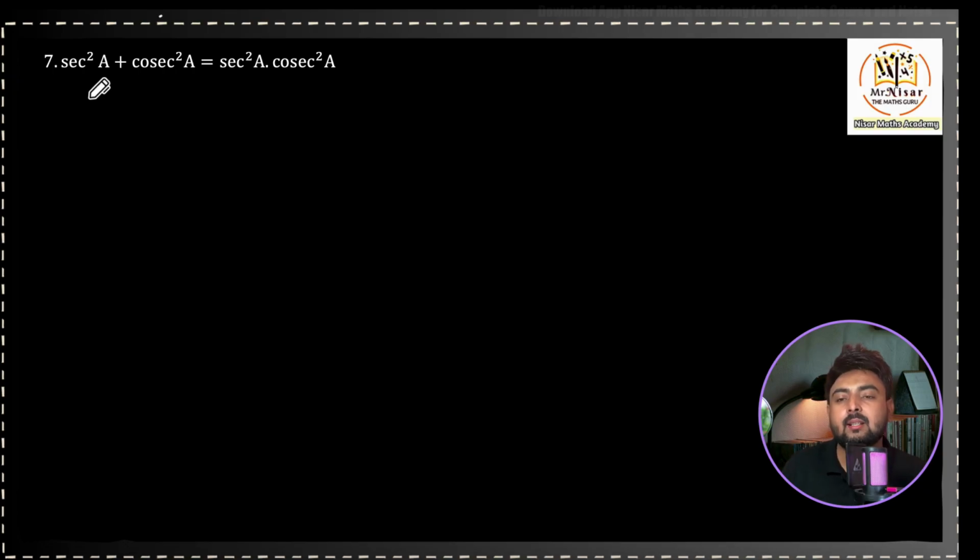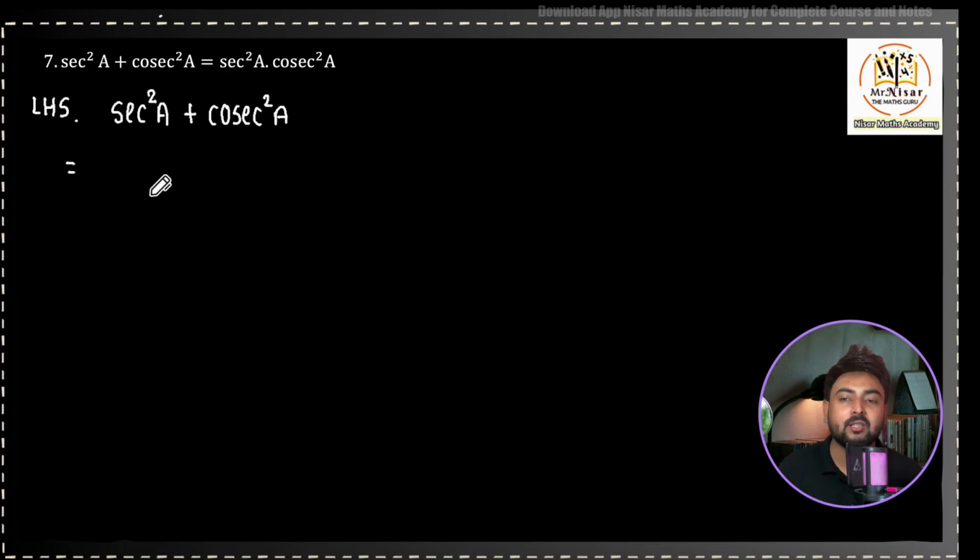The question is sec square a plus cosec square a is equal to sec square a into cosec square a. This we have to prove. Again, the same type of question. Okay, can you tell me, children, what is in the left hand side? See, the way I am writing the answers, always try to use the same way. First I have written left hand side. Now we will solve this left hand side. Okay, now again try to convert it into sine and cos.